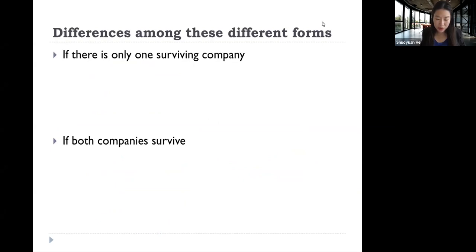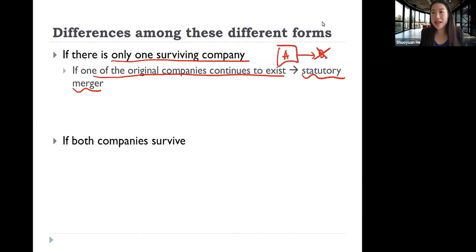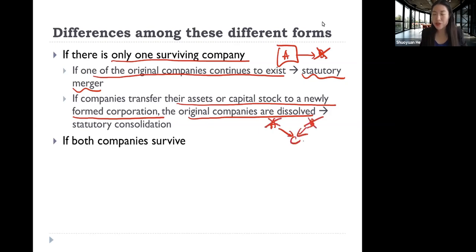And then this slide also explains, this is just a reiteration of what I just said. If there's only one surviving company, so if one of the original companies continues to exist, that is a statutory merger. Two firms A and B, A acquires B, B dissolves, A still exists. That is a statutory merger. If companies transfer their assets or capital stock to a newly formed corporation, the original companies are dissolved. So both of the original companies dissolve and only the new company exists.